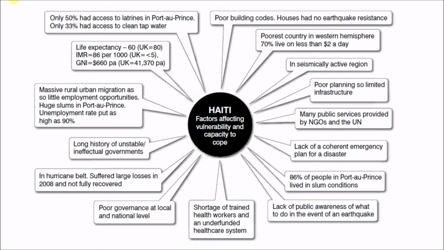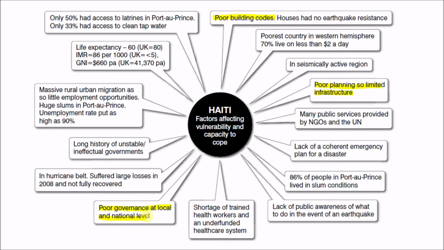If we have a look here at some of the factors that contributed to the severity of the Haiti earthquake, one of the most significant was the poor building codes. There were very few standards of quality that buildings had to meet. People could build buildings in any way they liked, and that's linked with poor planning, bringing about limited infrastructure, and ultimately that is also driven by poor governance.